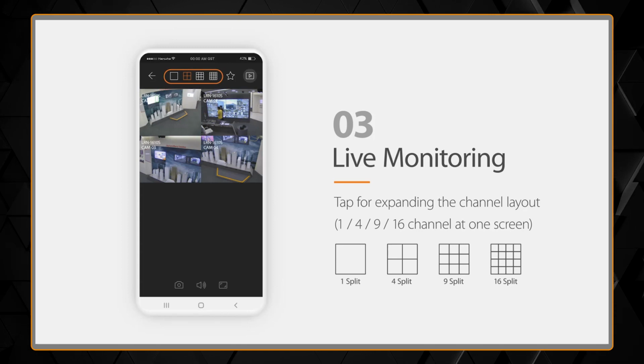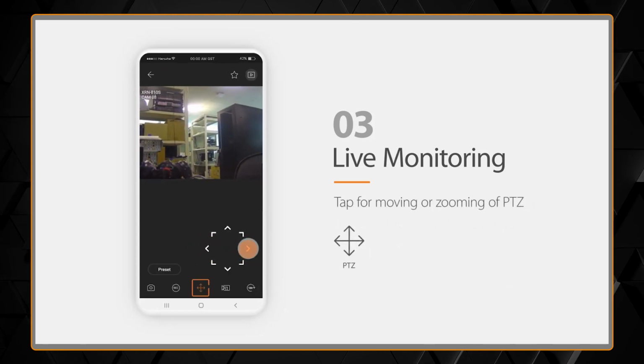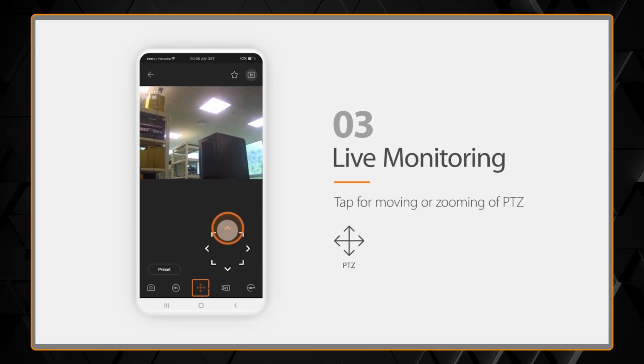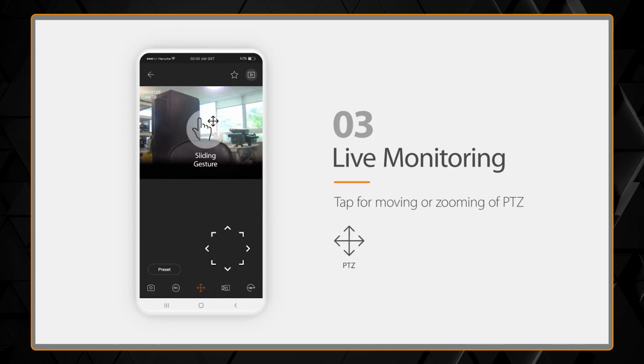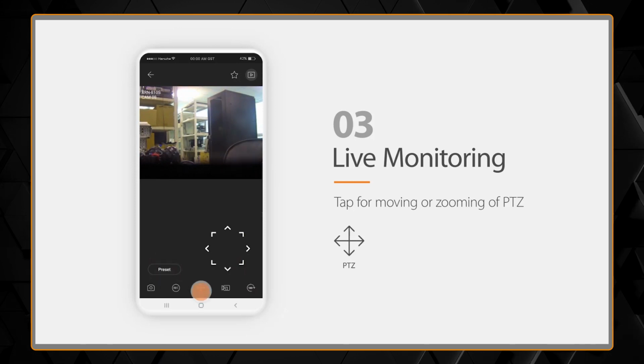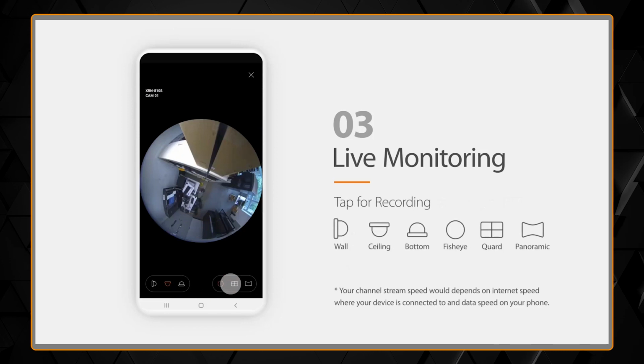When you double-click a single channel icon, you can then see the single channel full screen, where it will show different icons according to the camera's features. If the camera has a PTZ icon, the controls are shown, and you can change the view angle by sliding your finger on the screen or touching the direction icons on the bottom of the screen.